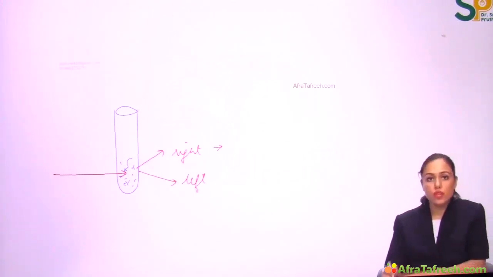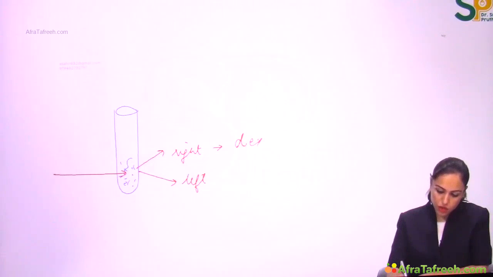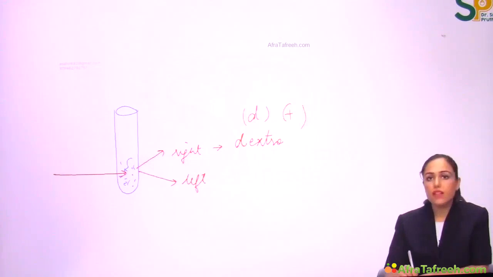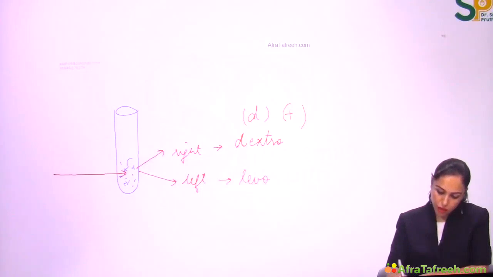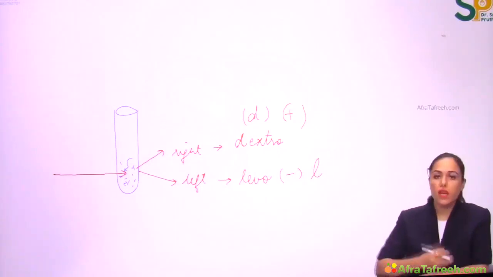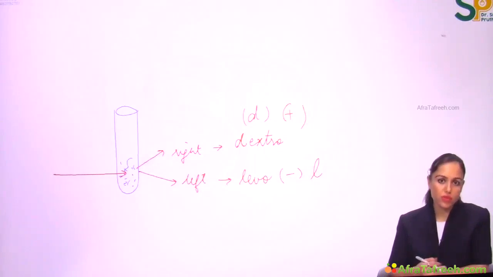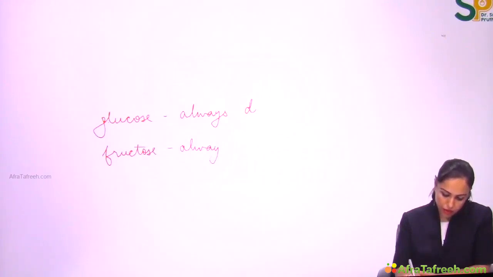If the light gets rotated towards the right side, then the sugar present in the solution is known as dextrorotatory, represented with small d or plus sign. But if the light gets rotated towards the left side, then the sugar is known as levorotatory, represented with minus sign or small l. So be careful, small d, small l are optical isomers, capital D, capital L are structural isomers. Now glucose is always small d, that is, glucose is always dextrorotatory, and fructose is always levorotatory.